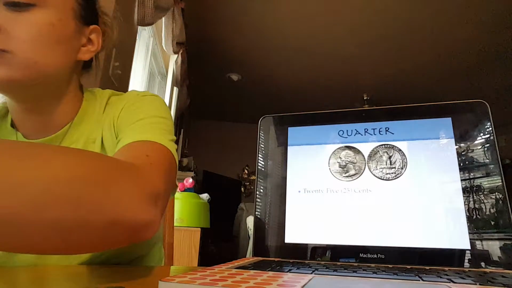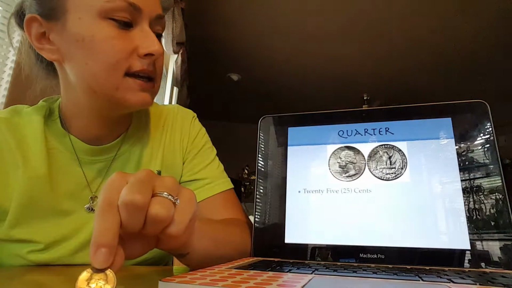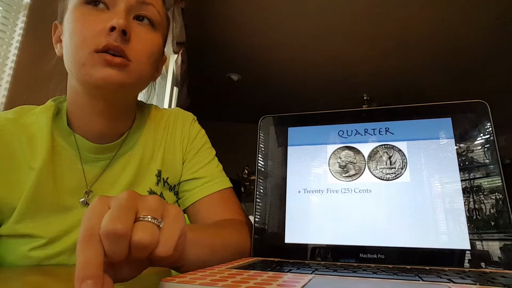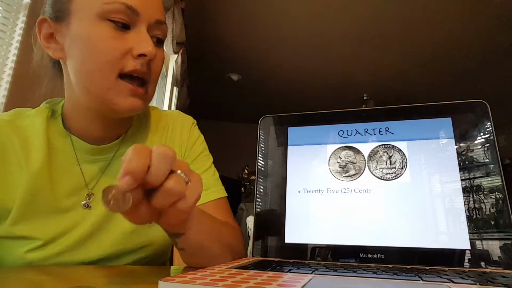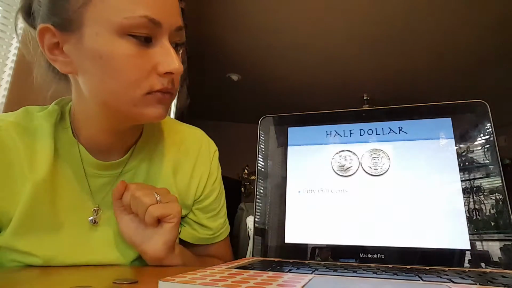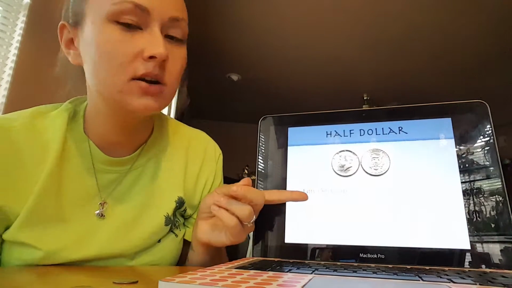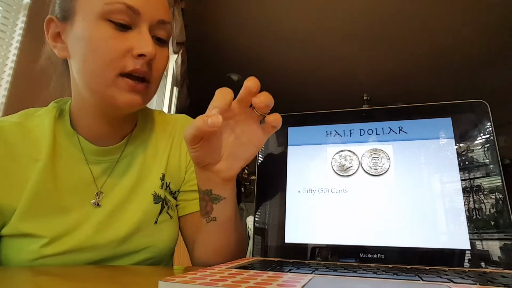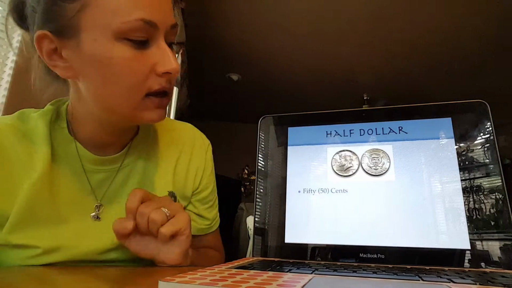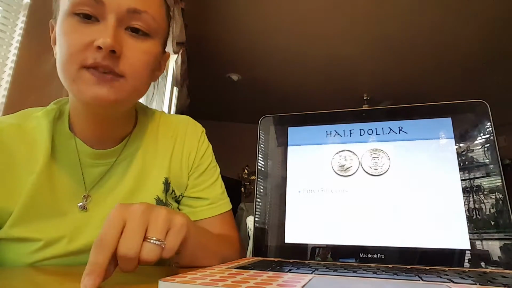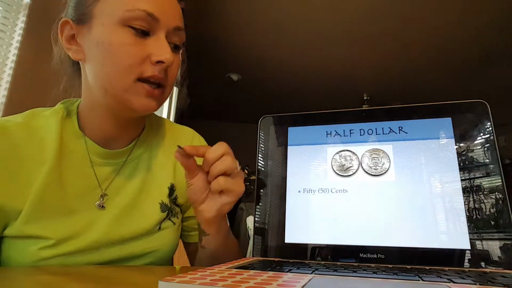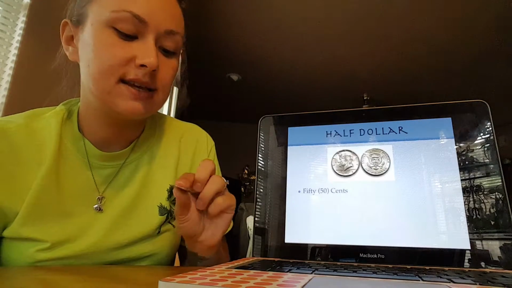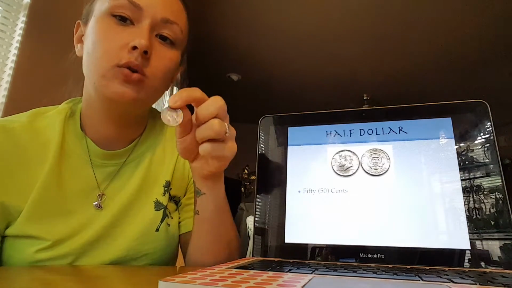Okay, and the last one we talked about was a quarter. It's the big coin, and it is worth 25 cents. Yes, and you would need 4 of these to get a dollar. Okay, and this is our half dollar that I didn't have the actual coin, but it's bigger. It's probably about this big, and it is worth 50 cents. So it's a half a dollar. 50 cents is half a dollar, and it equals 2 quarters.